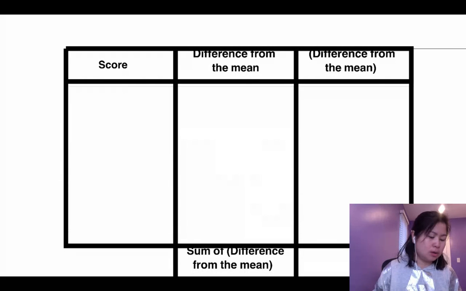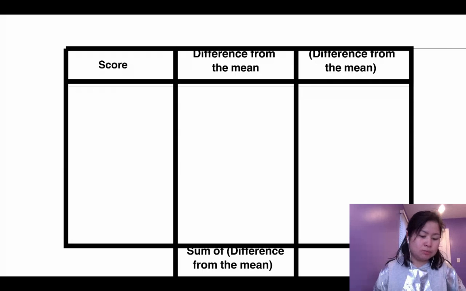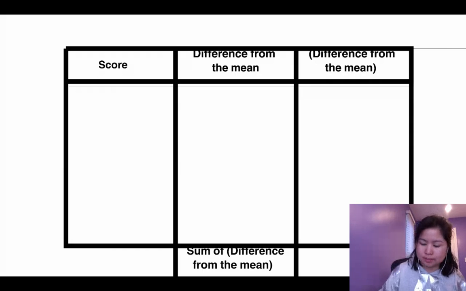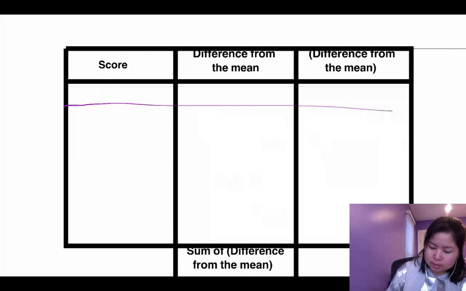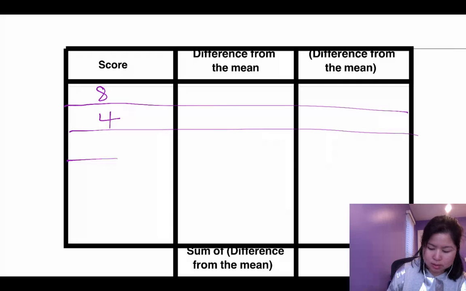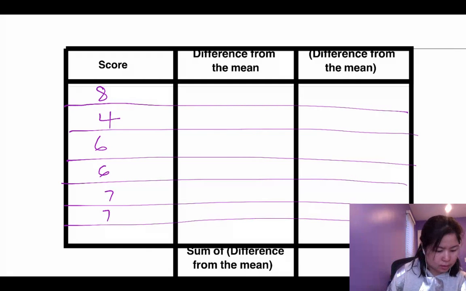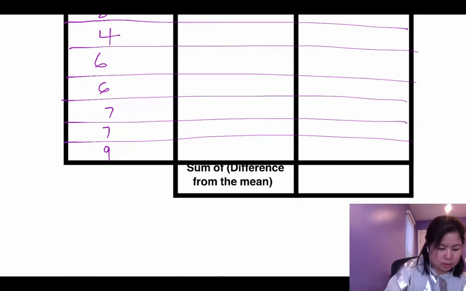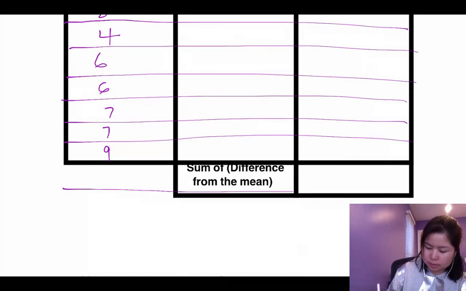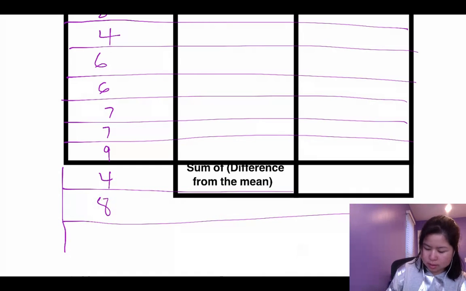Okay, the scores. This is a table that you most likely will see on your exam. So I'm going to list out all of these scores. I have 8, 4, because I write big, so I'm going to have to use all of them. There's 2, 7, and then I have 9. I'm going to use this one as well, 9, 4, 8, 5, okay?